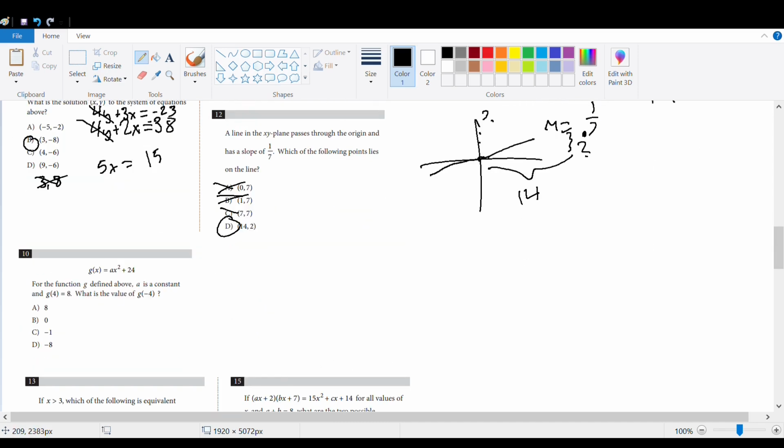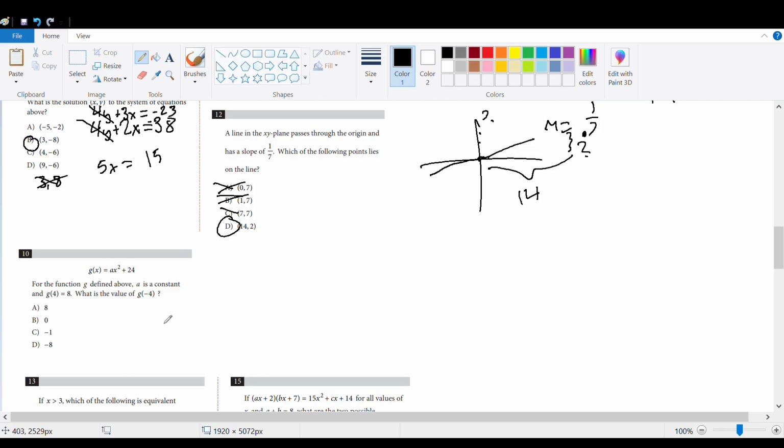And here for 10, which we skipped over by accident, g of x is equal to ax squared plus 24. For the function g defined above, a is a constant and g of 4 is equal to 8. What is the value of g of negative 4?